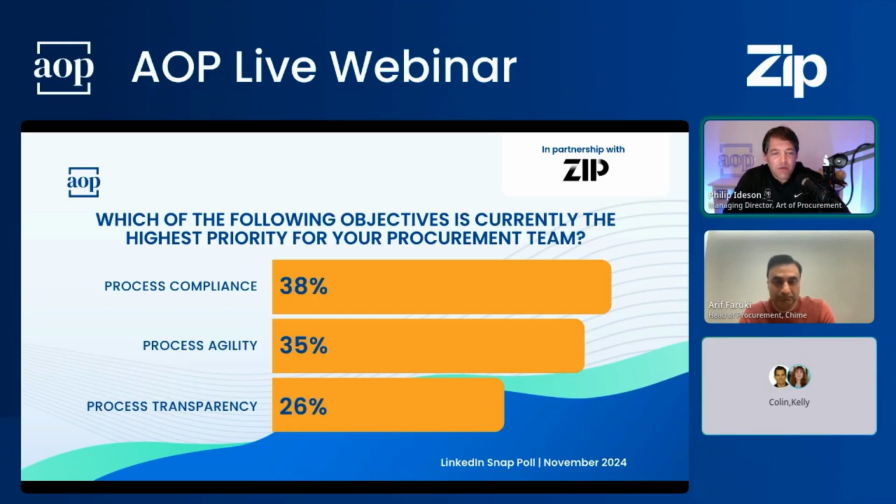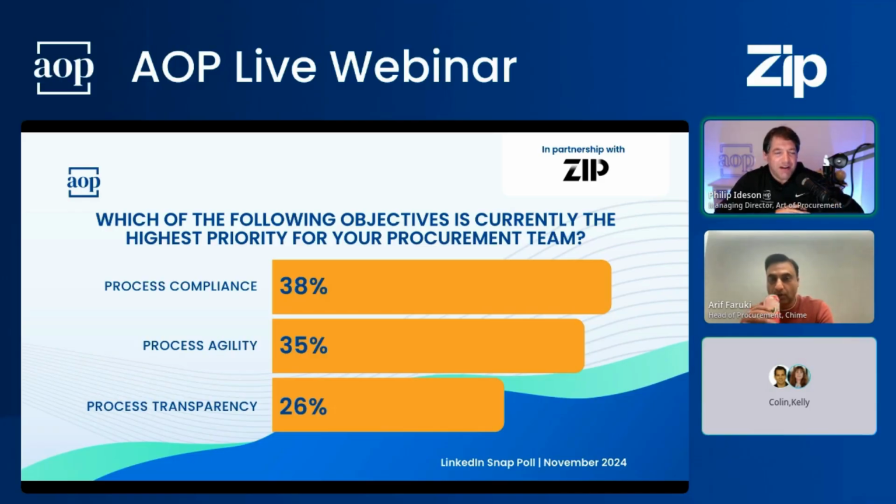We asked, which of the following objectives is currently the highest priority for your procurement team? We built this around process and gave 3 choices: process compliance, process agility, and process transparency. The results were that 38% of respondents said process compliance was most important, 35% said process agility, and 26% said process transparency. Colin, I want to bring you in here. Those are pretty evenly divided results.